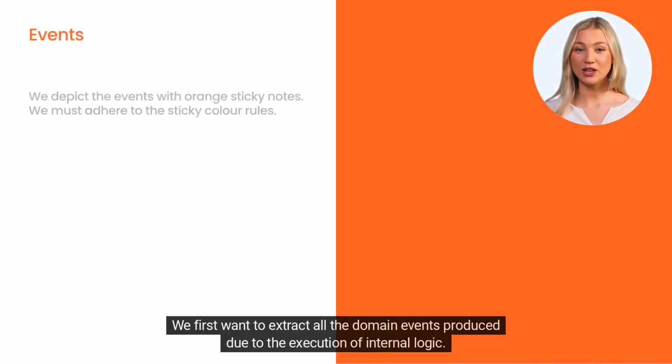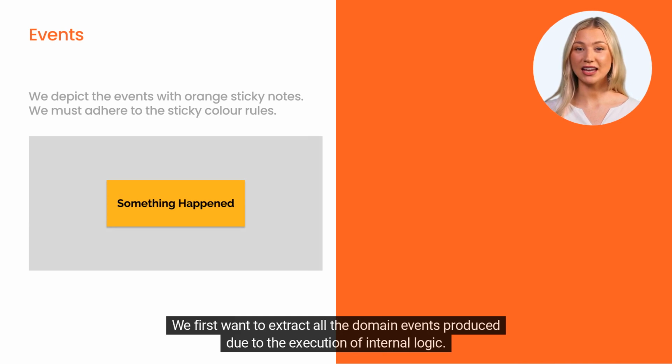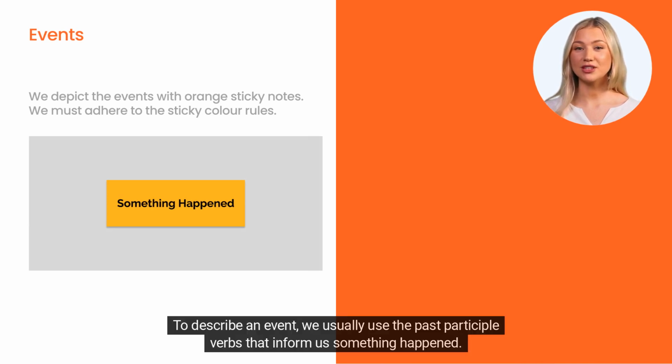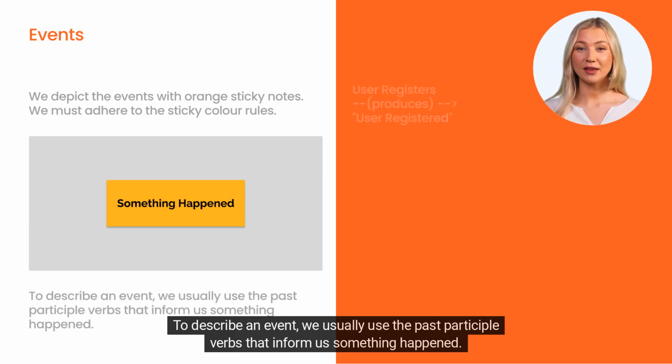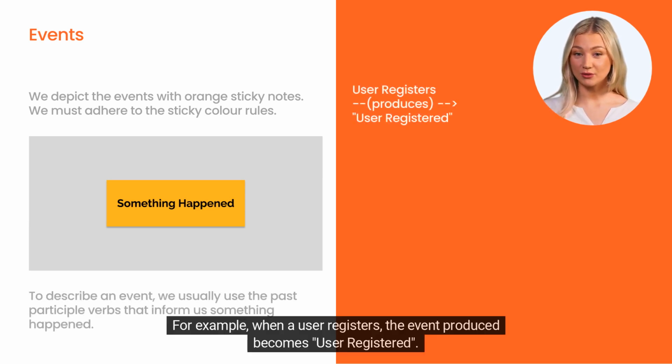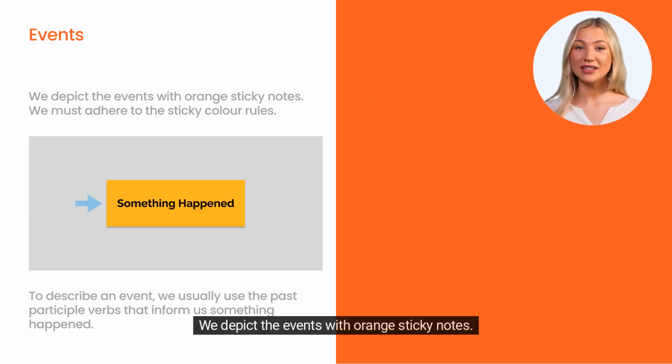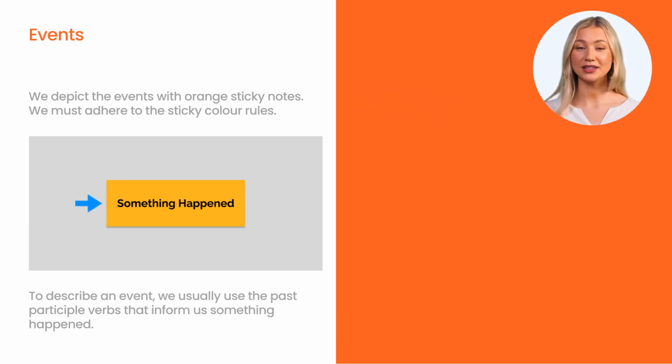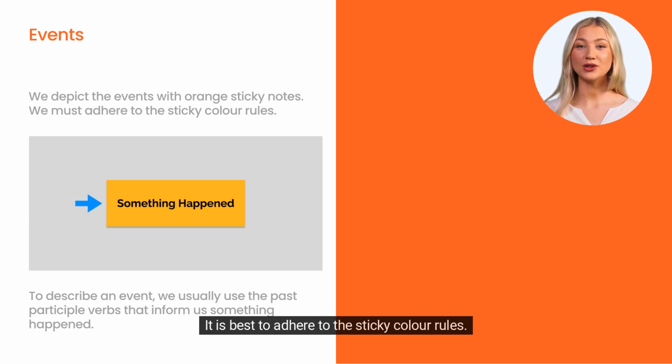We first want to extract all the domain events produced due to the execution of internal logic. To describe an event, we usually use past participle verbs that inform us something happened. For example, when a user registers, the event produced becomes user registered. We depict the events with orange sticky notes. It is best to adhere to the sticky color rules.